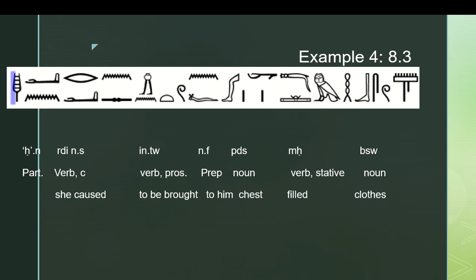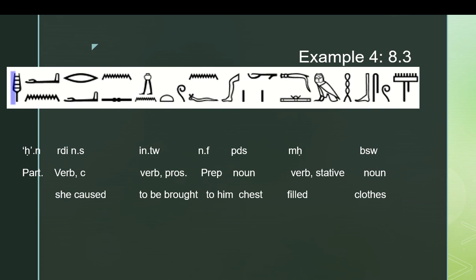The prospective, into, follows it. In this case, it is to be brought. I believe the to here is marking passivity. It does not come up a lot, but there is a passive form of the prospective. And I believe that is what is meant here. So she caused to be brought to him, NF, a chest, pedes, and then we have our stative, mech besu, filled with clothes.